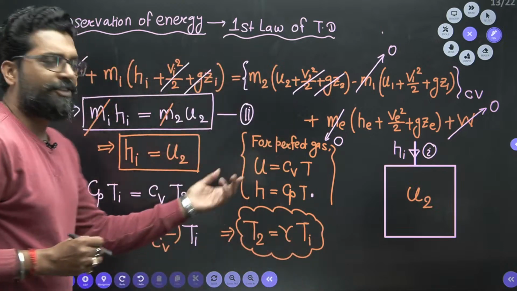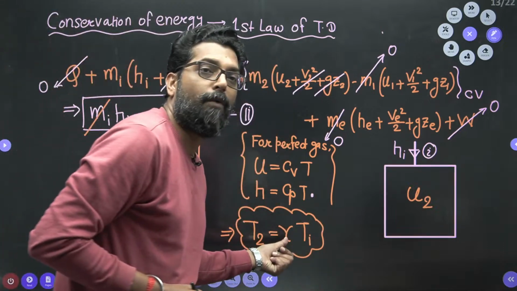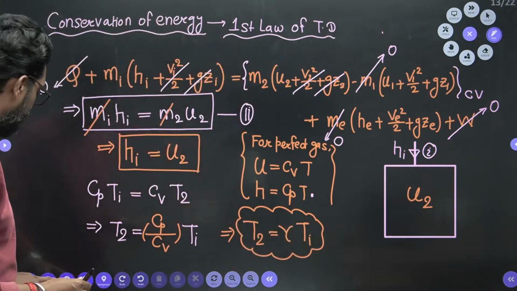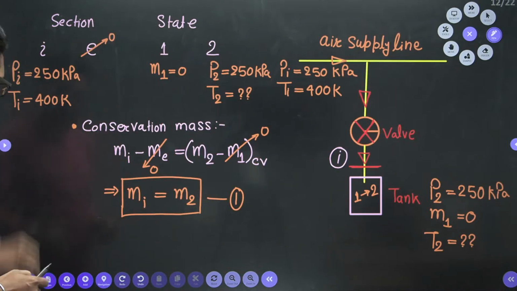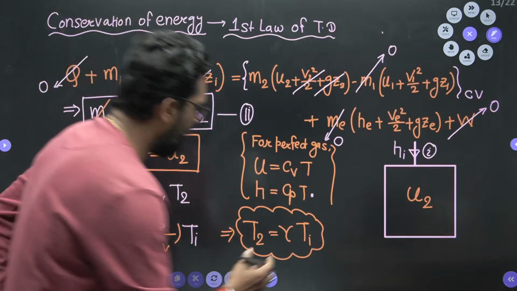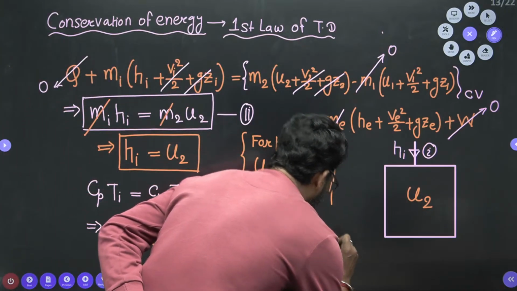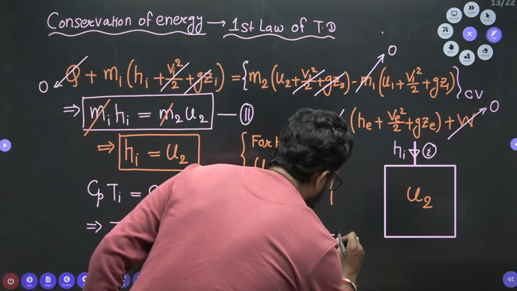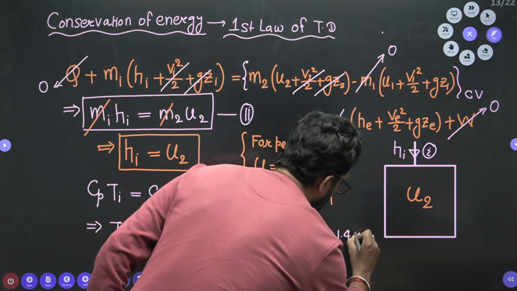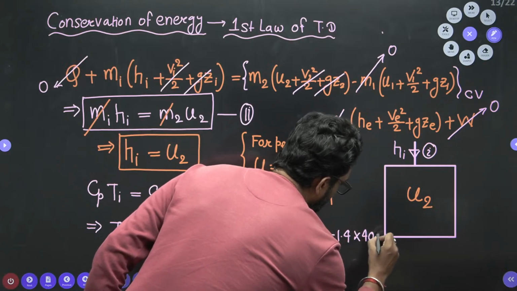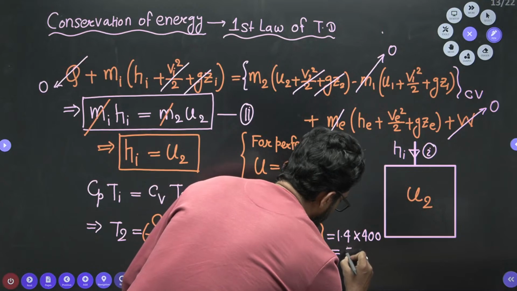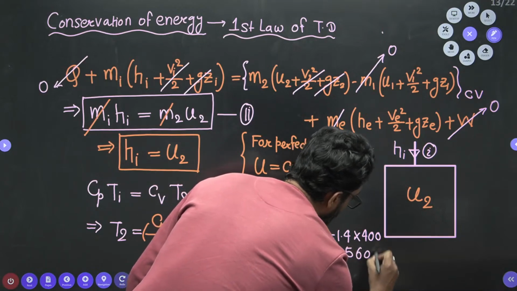Now the problem is finished. Put the value of gamma 1.4 and put the Ti temperature. What is the Ti temperature? It is given, 400. Multiply with that, you have an answer. So what is your answer? Gamma is equal to 1.4 into 400, and this is equal to 560 Kelvin.